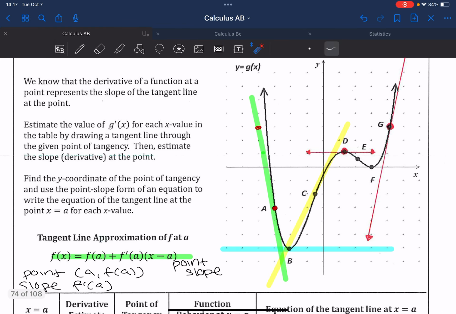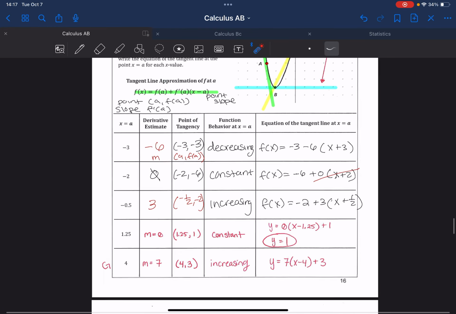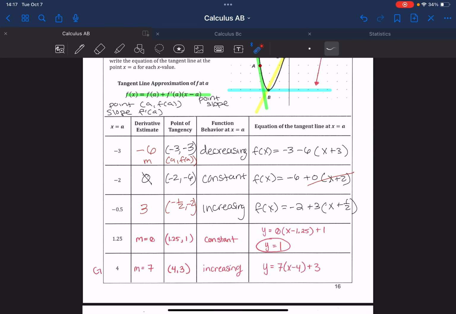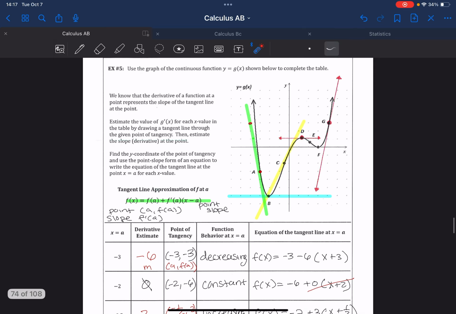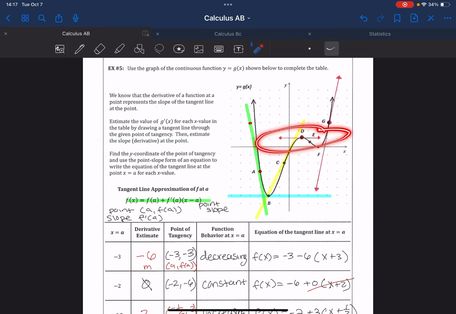This is just continuing off what we talked about before. They said, looking at the graph, if we had these different x values, what would be the approximate slope, the point of tangency, the equation of the tangent line, and whether the function was decreasing, increasing, or constant. So notice that when our slopes were 0, right here specifically, at this value, this little arrow D, this was a horizontal line, so we knew that the function behavior was constant because the slope was 0.